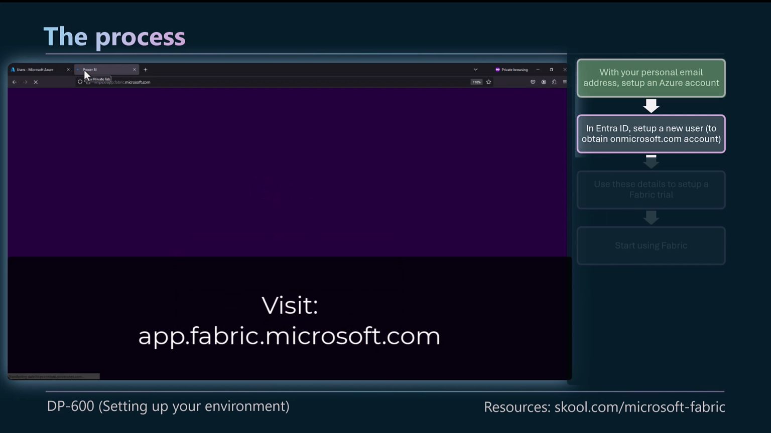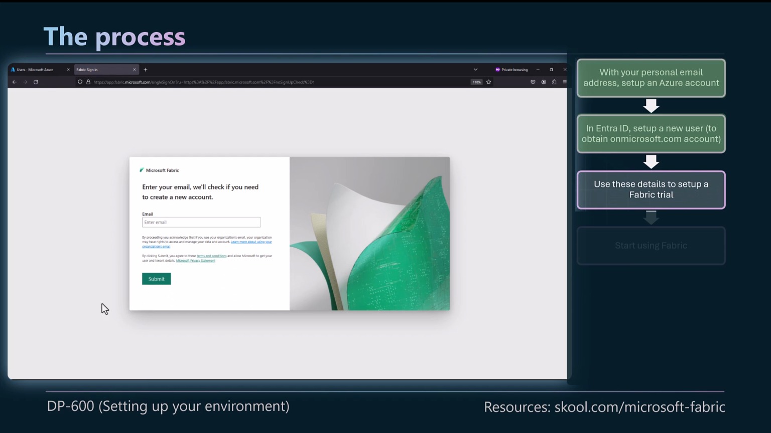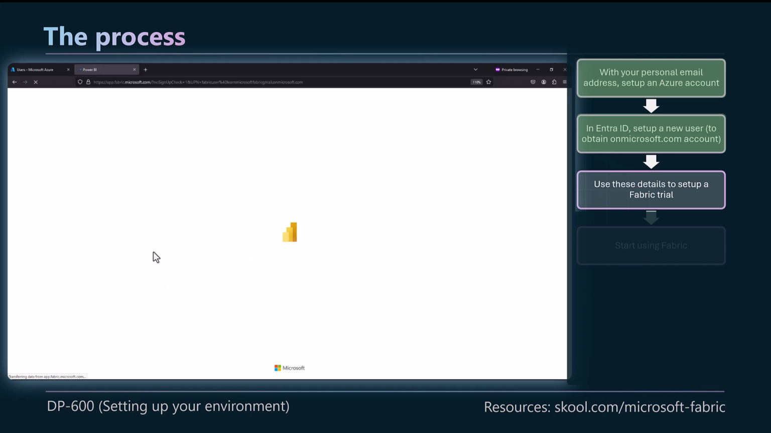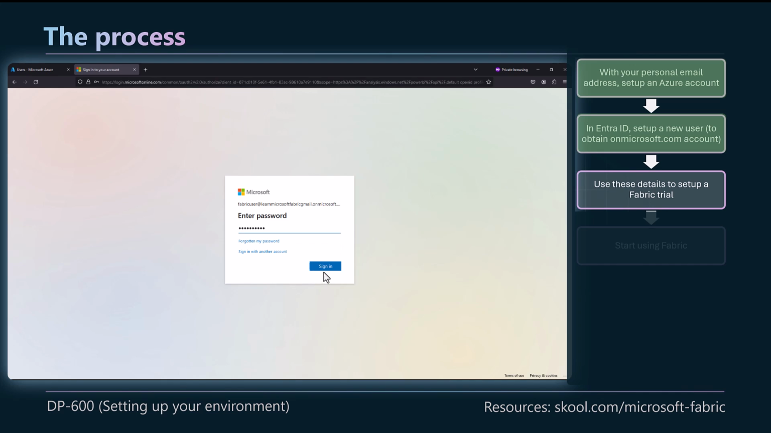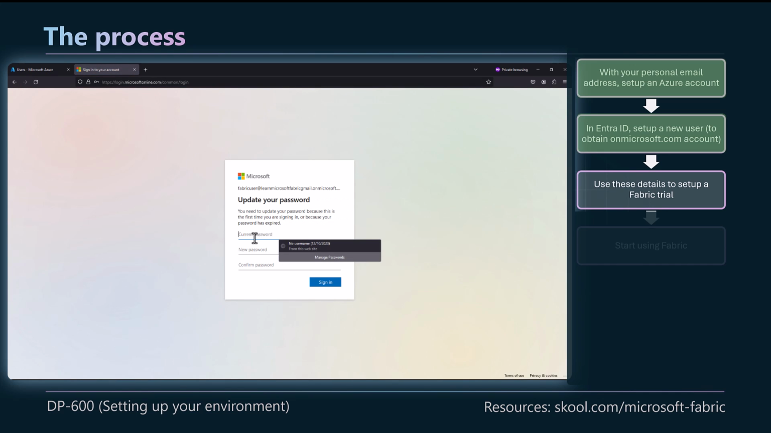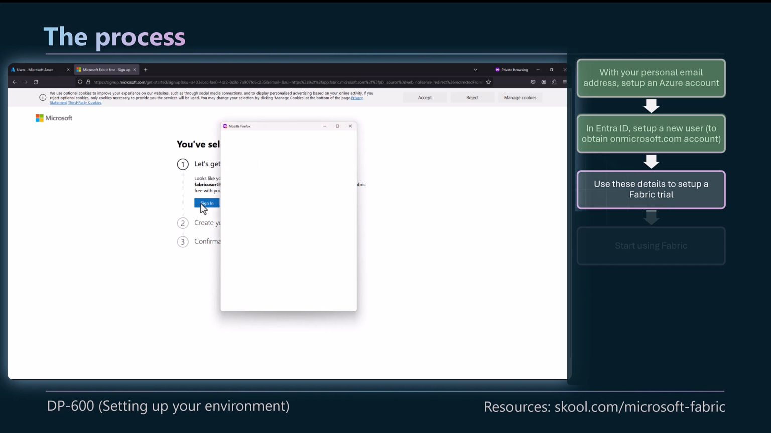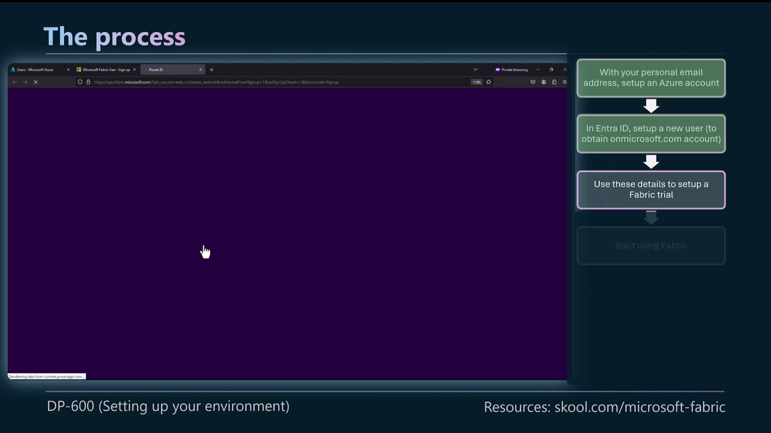Now what I'm going to do is go to app.fabric.microsoft.com, and it's going to ask you for this business email address. And now we've got an onmicrosoft.com email address. We can put that in there. It's going to ask for the password. Use the password that you used when you set up the account. You might have to update it the first time you use the password. Okay, so it's going to ask you to do a bit more signing in, selecting your free account, sign up.